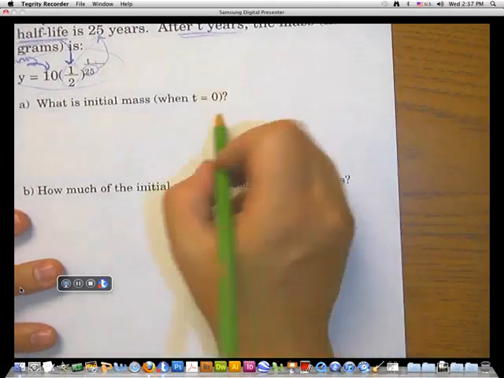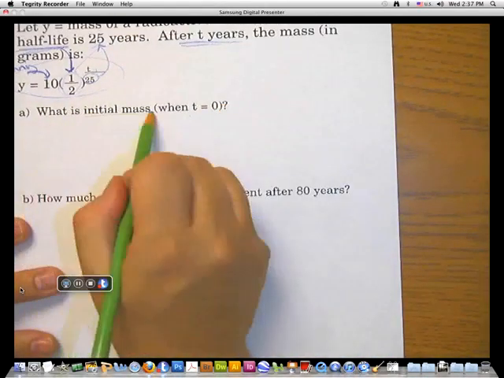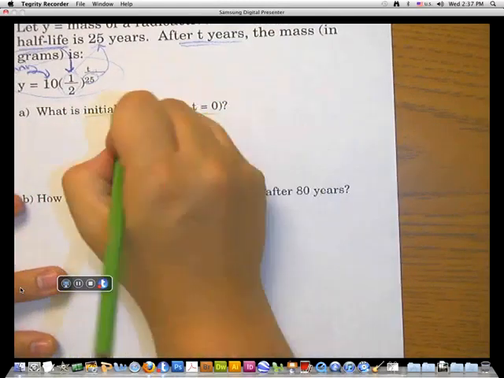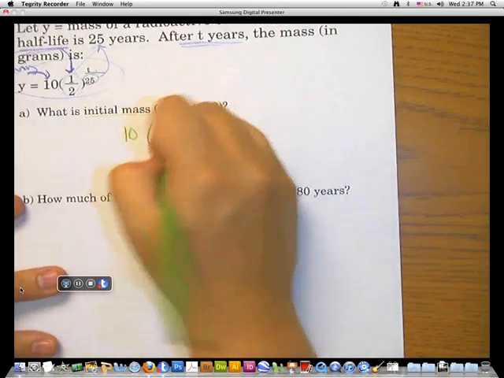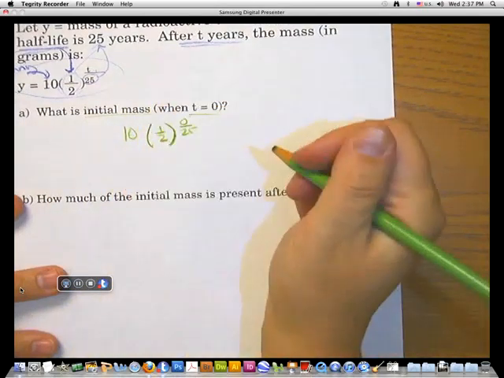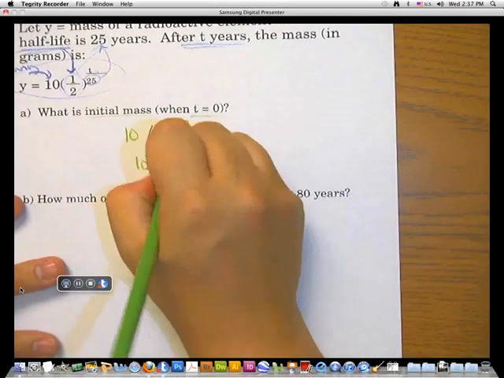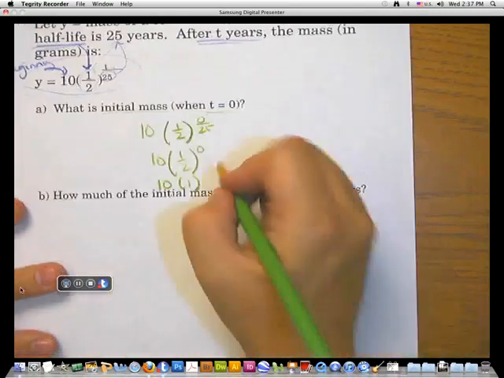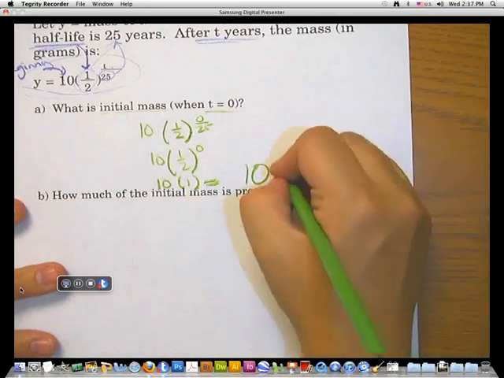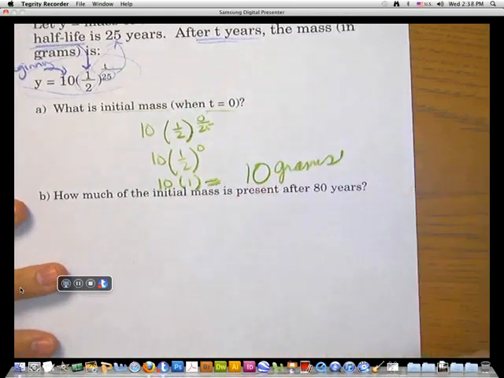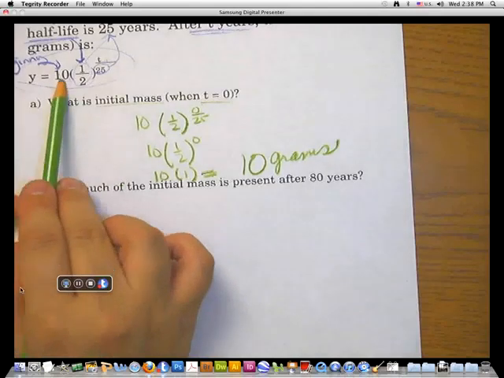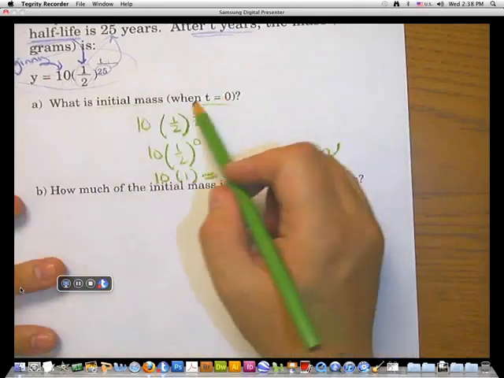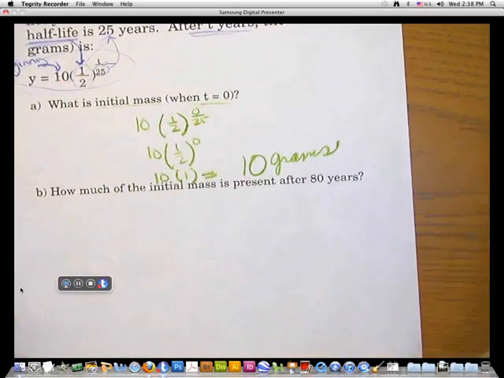All right, when T is 0, so what is the initial mass when time started? So 10, 1/2, and then we get 0 over 25. Well, that's 10, 1/2 to the 0. Anything to the 0 is 1. So what was our initial mass? 10 grams. So that's why in our initial equation we know that's the initial amount, is because of the way that the equation is set up. But always plug in 0, and that also will be able to algebraically figure that out.